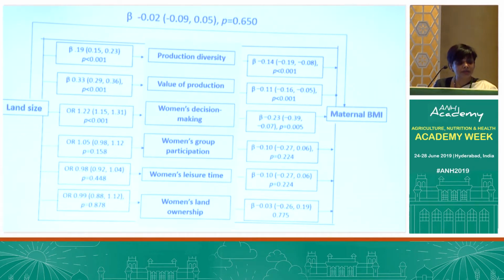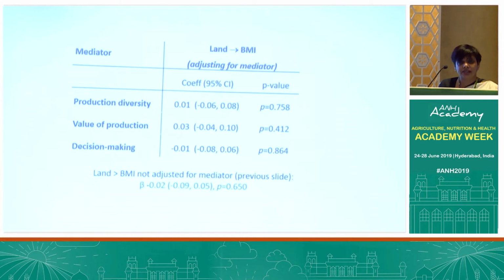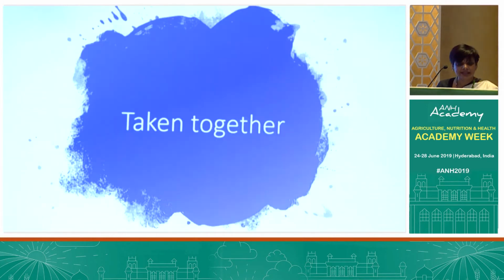If you look at maternal BMI, again, the slide is the same. But what you see is actually negative associations between agricultural indicators, even women's decision making, and maternal BMI. So there might be mediation going on. And what do you see here? You actually don't see any statistically significant impact, and we don't see a mediation through women's empowerment.